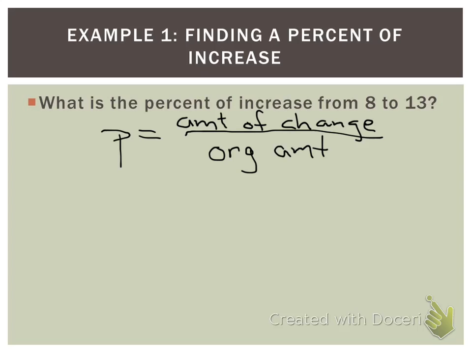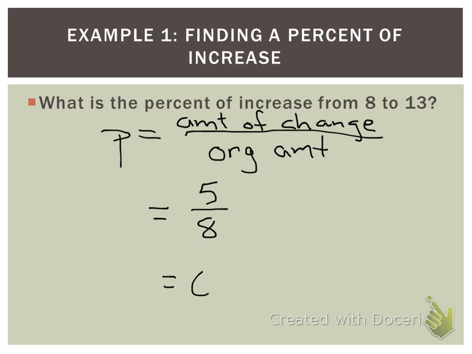And so now let's plug in our numbers. If I'm going from 8 to 13, what is the value of the change? How much is it changing? By how much? 5. 8 to 13, it's changing by 5. So 5 divided by my original, 8. And what do you get? What's 5 divided by 8?